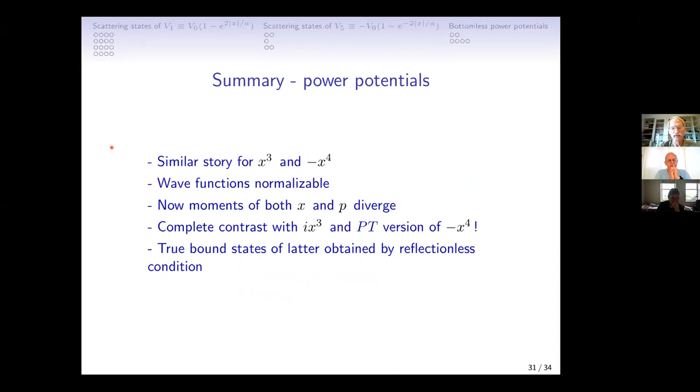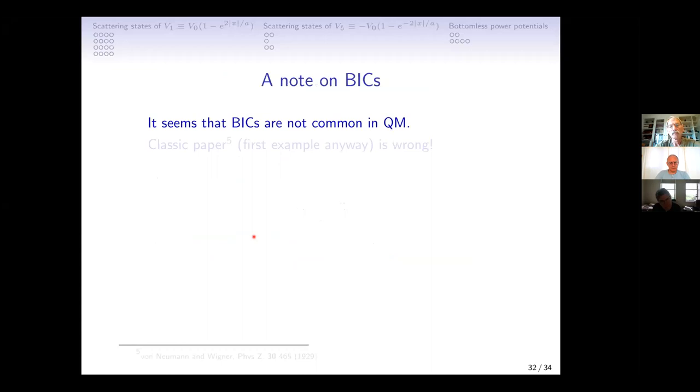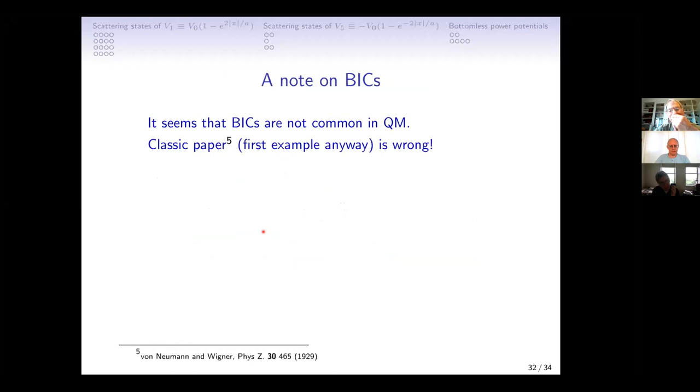But since I've got a bit of time in hand, I will go on and just say a few words about BIC, bound states in the continuum. It seems that bound states in the continuum are not at all common in quantum mechanics. You've got to construct extremely artificial potentials in order to get them. In fact, I was curious, and the first paper on this is by von Neumann and Wigner back in 1929, and I had a look at it, just to practice my German, because it's in German.